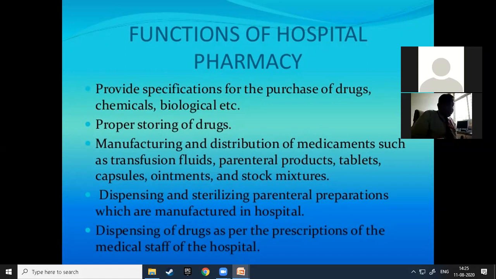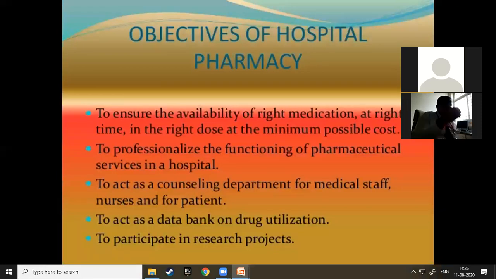All these functions, all these processes, are done by the hospital pharmacist who is working in a hospital or in a pharmacy section in the hospital. Now, the objective of hospital pharmacy, you can write down. Some objectives are given here. To ensure the availability of the right medication at the right time in the right dose at minimum possible cost. That is the main objective of hospital pharmacy.